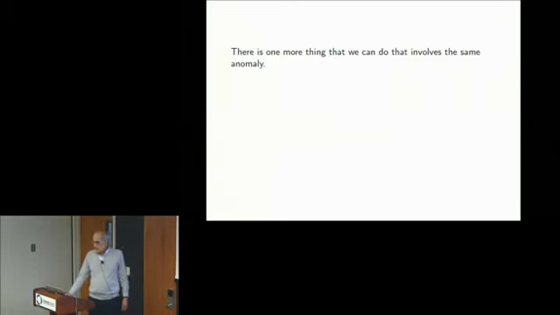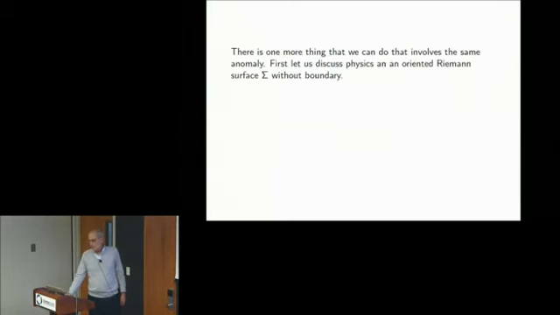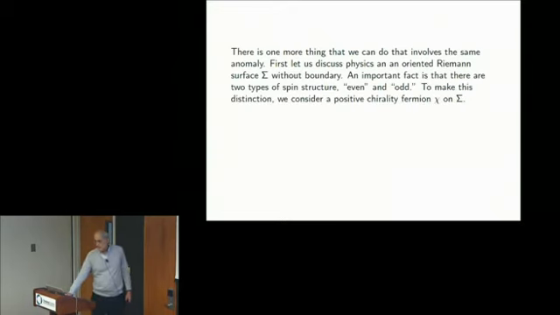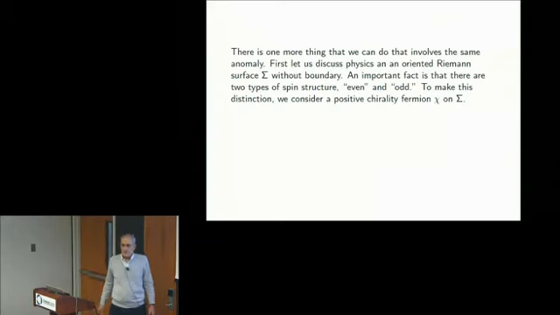Well, there's one more thing we can do that involves the same anomaly. Let's discuss physics on an oriented Riemann surface sigma without boundary. So an important fact is that there are two types of spin structure, even and odd. To make this distinction, we consider a fermion chi on sigma. However, now it will not be the real two-component fermion that we had before, but a complex one-component fermion that has definite chirality. That means that spin 2 is abelian and it's got two one-dimensional complex representations. We pick one of them.